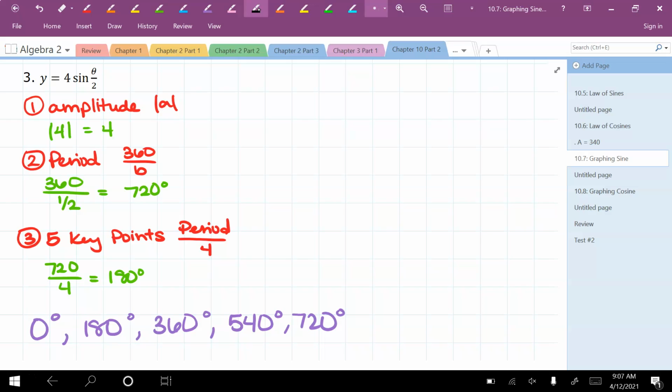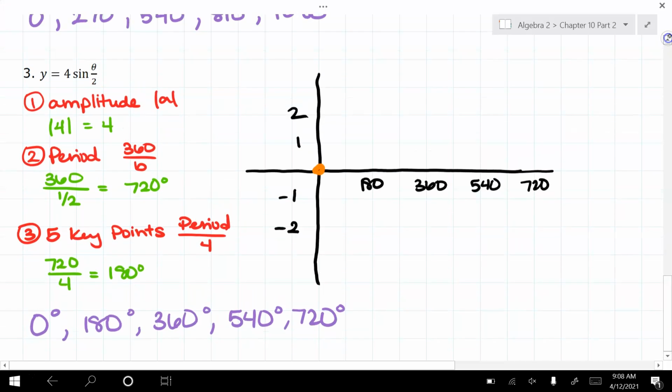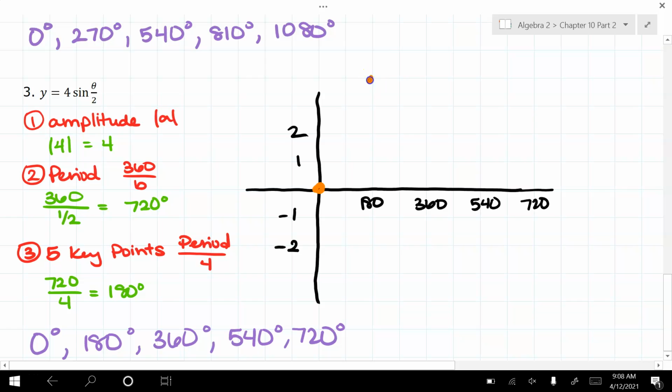Now I think the graph that we have works because it's got 180, 360, 540, 720. So we don't need to relabel that one at all. All right, so we start at 0, 0. At 180, you're going to have to go up 4. So let's see. I'm going to be 1, 2, 3 up here. Then at 360, we're back at 0.